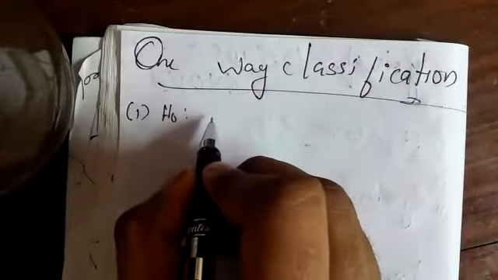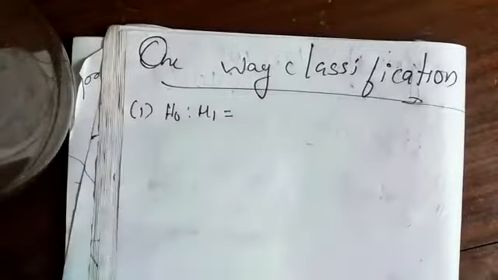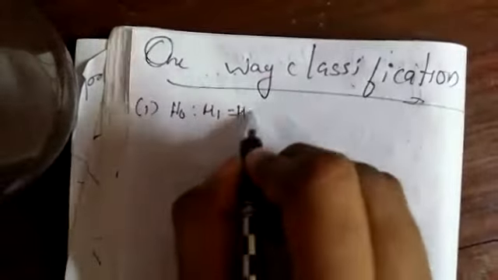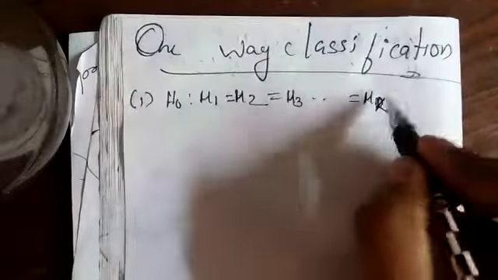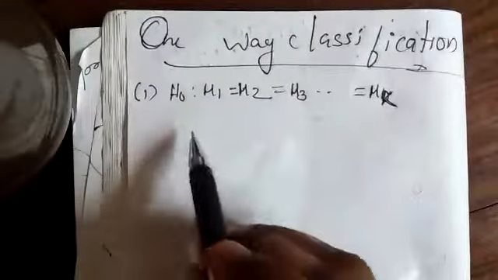I already said that the null hypothesis, in the study of means, is that the means are equal. Otherwise, in the study of variance, the variances are equal. So here we can take our null hypothesis as means are equal. Mu1 is the first population mean, mu2 is another population mean, mu3, etc., mu k. I take k samples means.